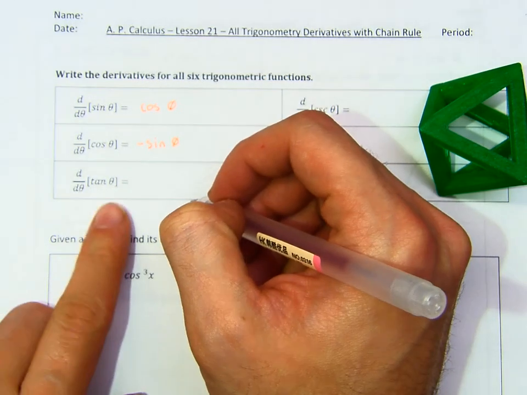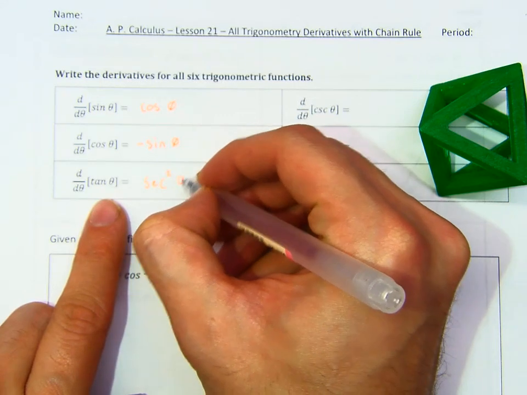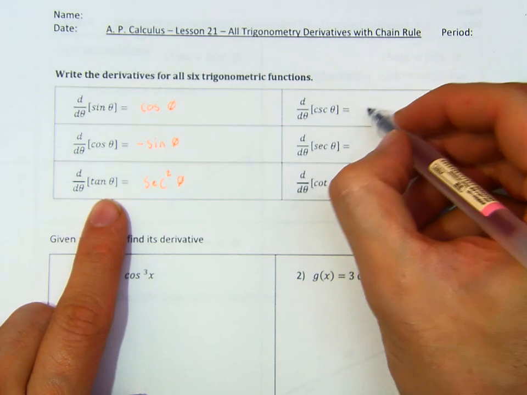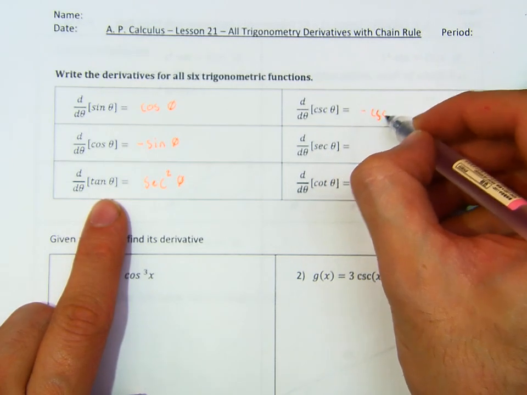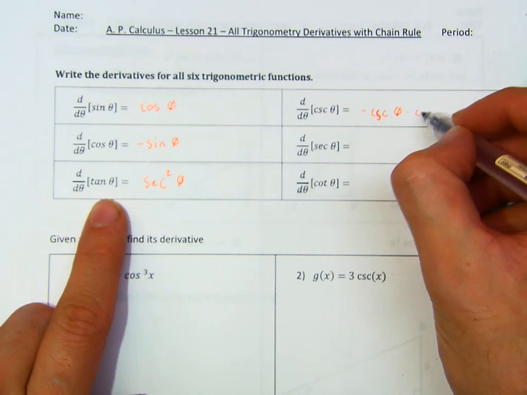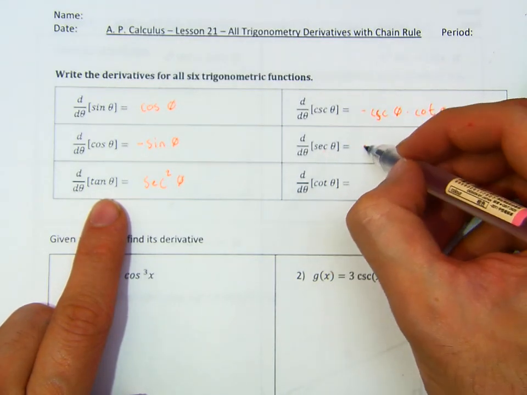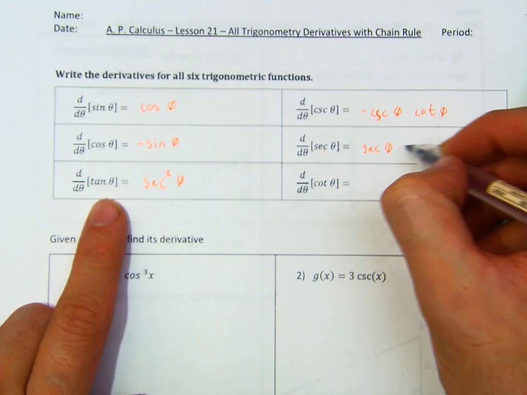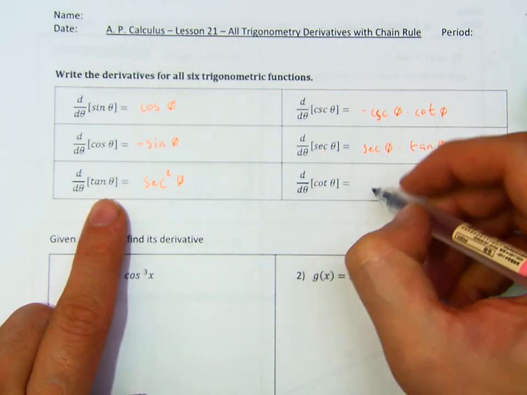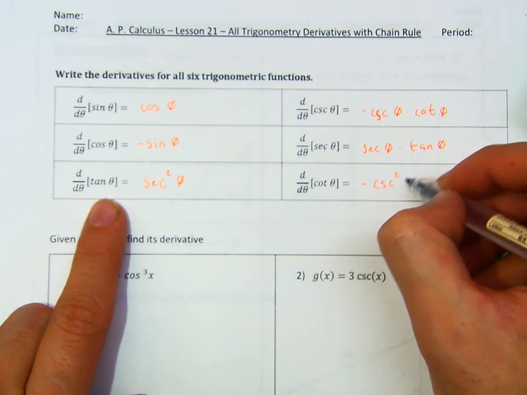What is the derivative of tangent theta? It is secant squared theta. What is the derivative of cosecant theta? That is negative cosecant theta times, what is it again? Cotangent theta, right? What's the derivative of secant theta? It's positive secant theta times tangent theta. And the derivative of cotangent theta is negative cosecant squared theta.